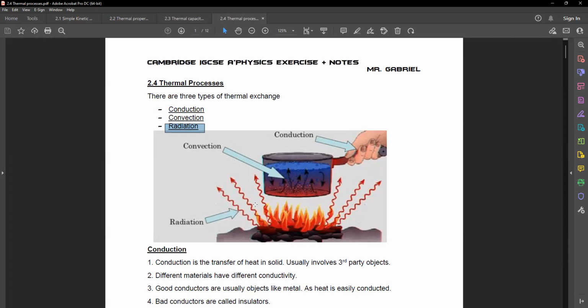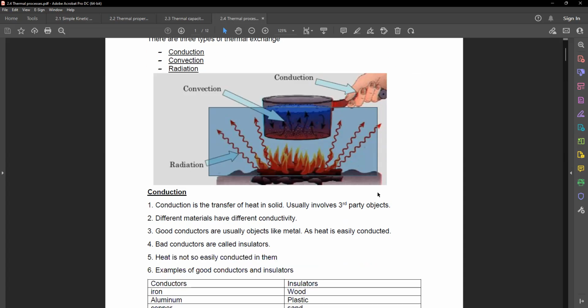Radiation is the only one that can transfer energy through the vacuum of space, guys. Very, very important. That's how the heat energy from the sun is beamed down onto Earth through radiation.